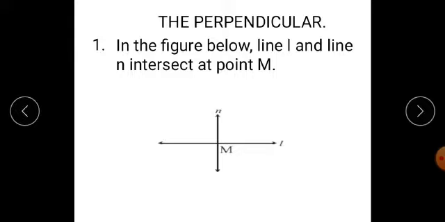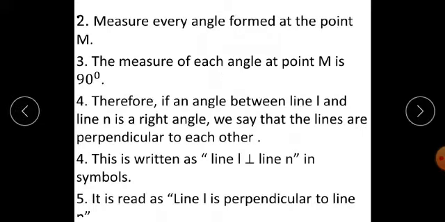Now students, when I measured all the angles formed at point M with the help of a protractor, my observations are: each angle measures 90 degrees, meaning each is a right angle. Therefore, the measure of each angle at point M is 90 degrees.